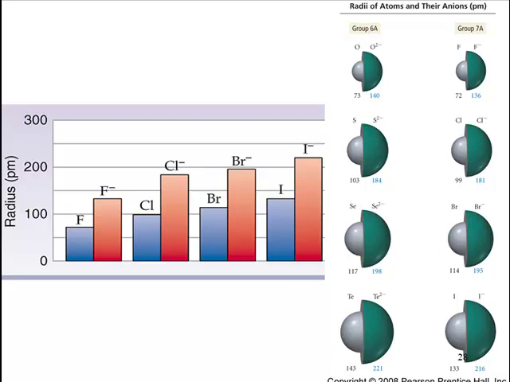Fluorine atom and fluoride. The difference here is about 75 up to about 140. Almost double, just like the lithium. So all of these ions are bigger. The anions are bigger, and the cations are smaller.